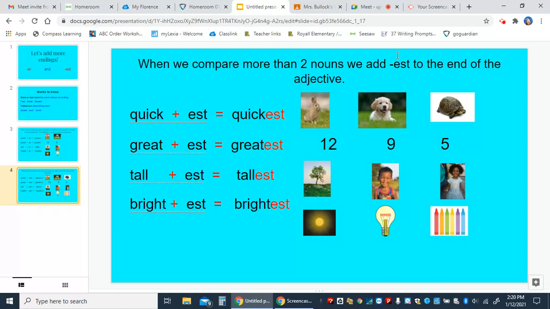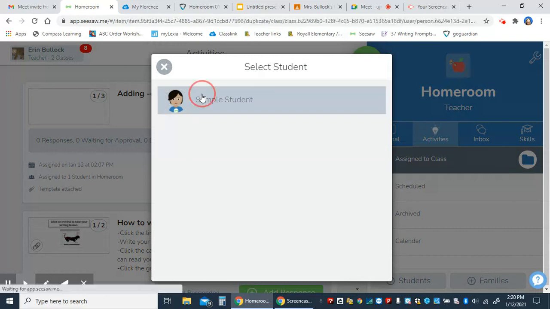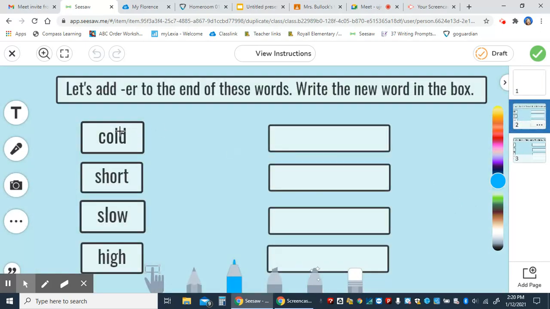Now you're going to get to practice on your own, and you're going to complete the next 2 pages on your Seesaw lesson. Remember, this first page is where I will add our video for you to click and hear your lesson. Here on this page it says, let's add ER to the end of these words. Write the new word in the box. So we have the words cold, short, slow, and high.